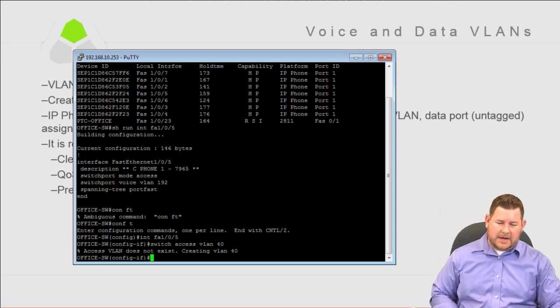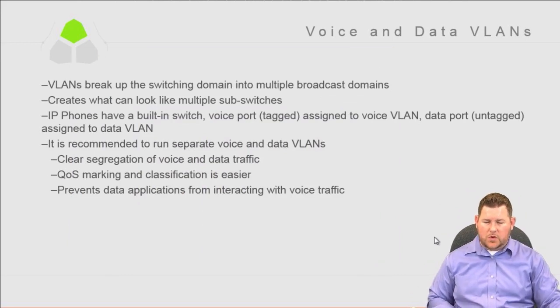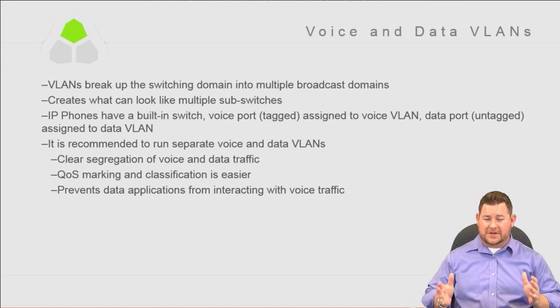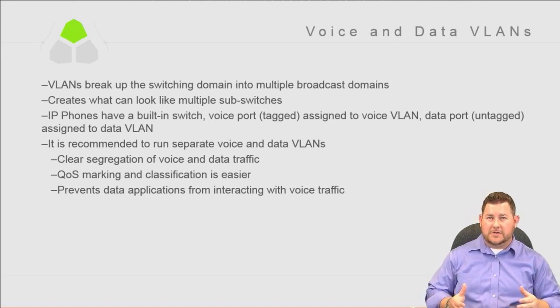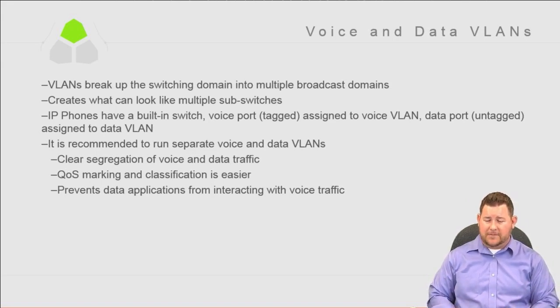Okay, let's get back to the lecture here. So, obviously the recommendation is to run separate data and voice VLANs. That enables you to have a clear segmentation of voice and data traffic easily with your VLAN. Obviously, if you have a different network address, this is your data network, this is your voice network, now it's completely separate, and allows you to apply different QoS policies and manage your different networks in a fashion that you can say, all right, this is voice, this is data, it's completely separate, it's easy to manage that way.